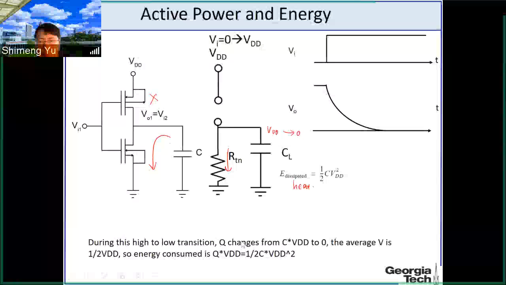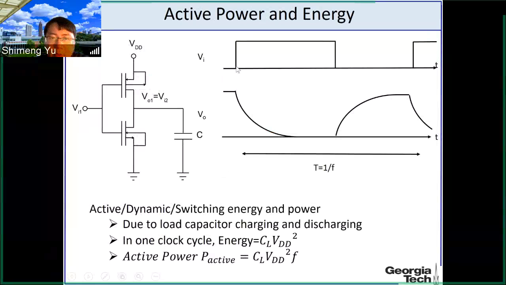Okay, so to summarize, in the full cycle, you have both rising edge and falling edge. In one full clock cycle, the energy consumed by this inverter is C VDD squared. All that energy comes from the power supply, but each half cycle will consume half of that by the PMOS and NMOS respectively. In total, it's C VDD squared in one clock cycle, and this is due to the charging and discharging, as we discussed.